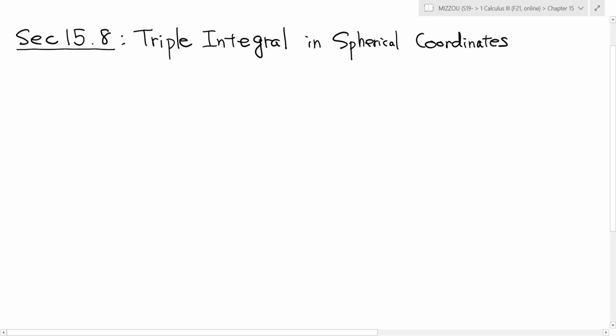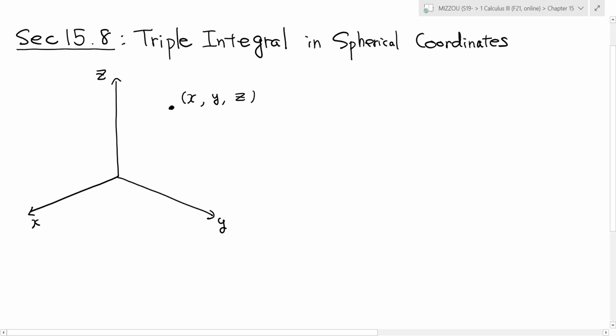So the idea is this. Suppose you have an XYZ space as usual. And then the idea of a coordinate system is basically to give an address to each point. The simplest way of giving an address is to assign three numbers, x, y, z, corresponding to the distance from the origin to each coordinate axis. That's, so to speak, the x, y, z coordinate system.